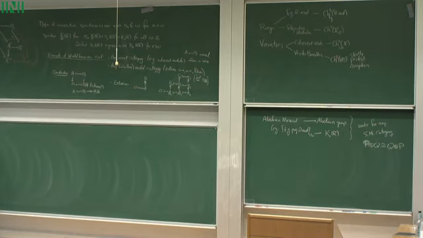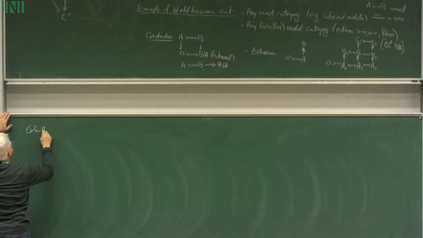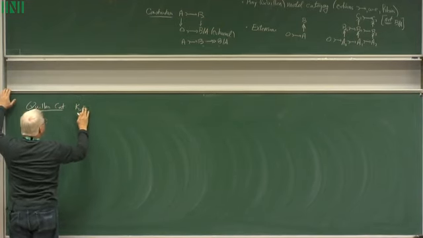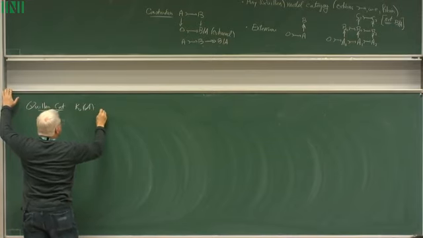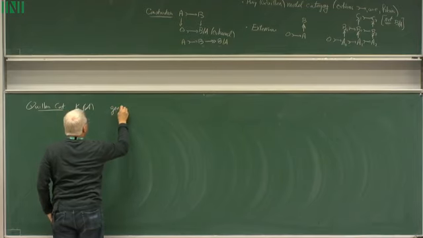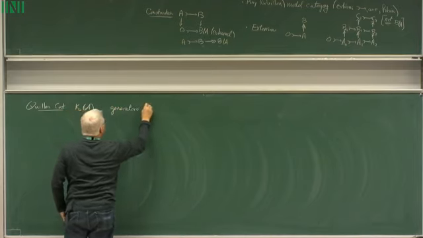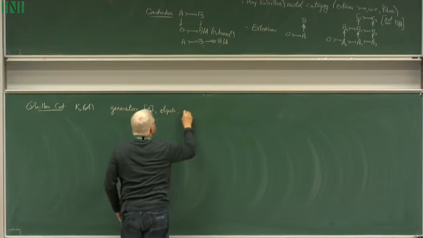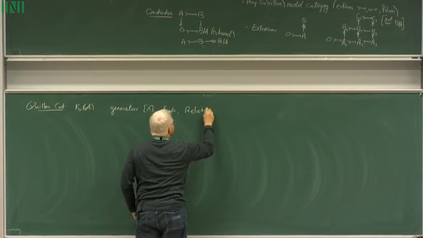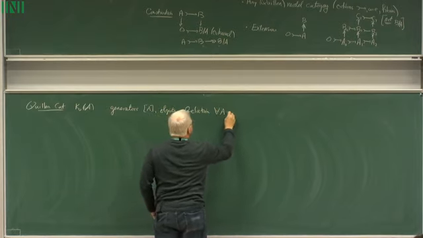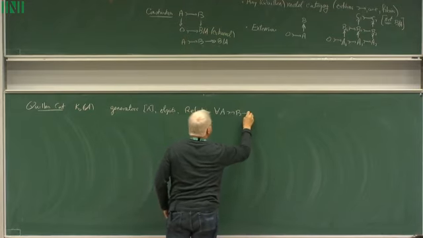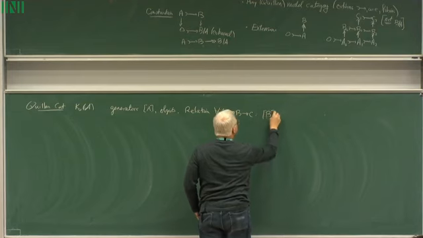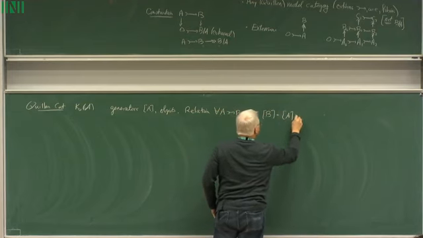If I have a Quillen category, K0 of my, what's my category called? A. Is an abelian group with generators, classes of groups A, these are objects, and one relation, and that is for every short exact sequence, that is that the class of the middle is equal to the class of the left-hand side plus the class of the right-hand side.